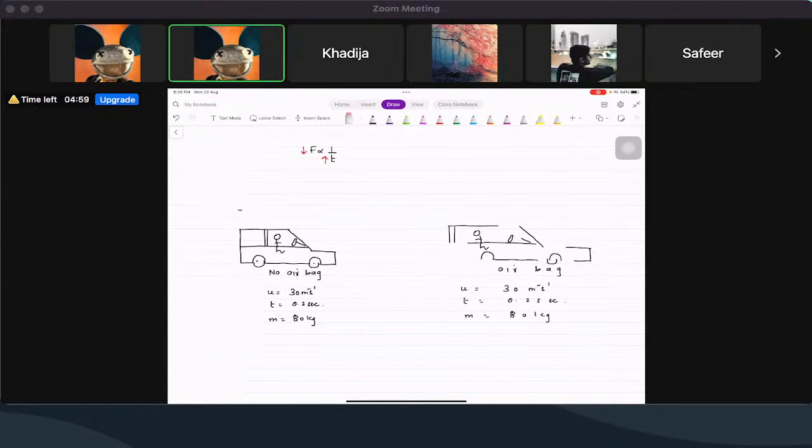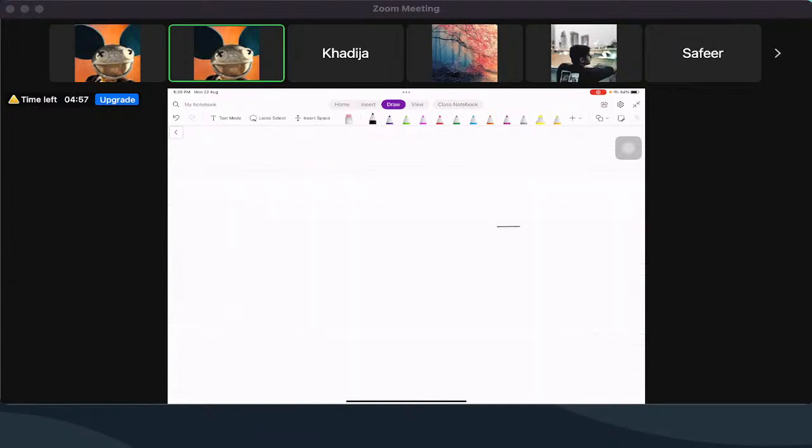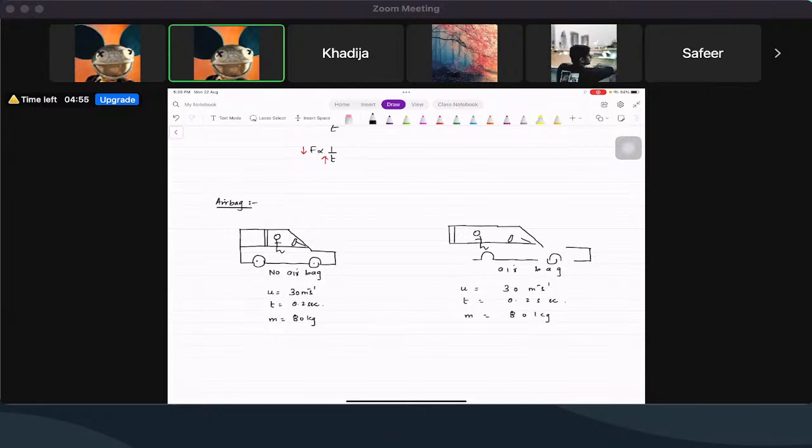So this car, suppose, has airbags. The man is the same with the same mass, but this crash takes 2 seconds, because when it crashes, it also opens the airbags. Is it clear, everybody?